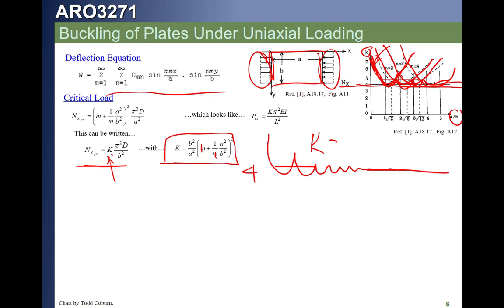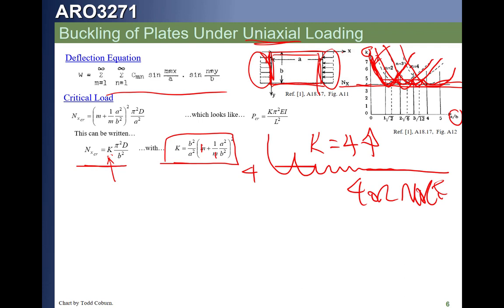K is going to be 4 or more. We can write a poem about that. Okay? Now this is valid for what? For axial loading. We could call it uniaxial loading because it's axial loading acting only in one direction. And plates, which means we have supports on more than the two opposite ends.